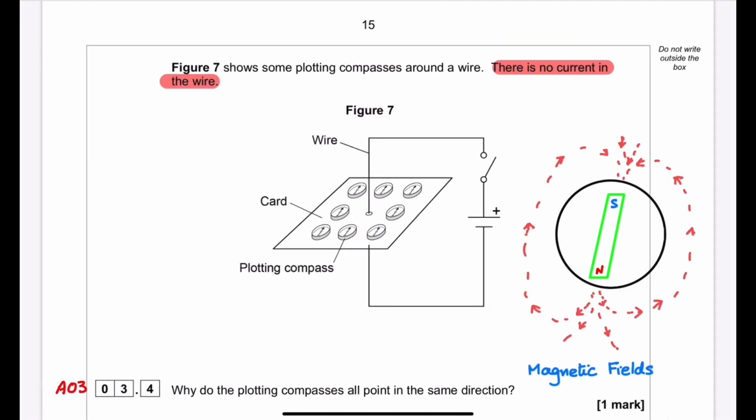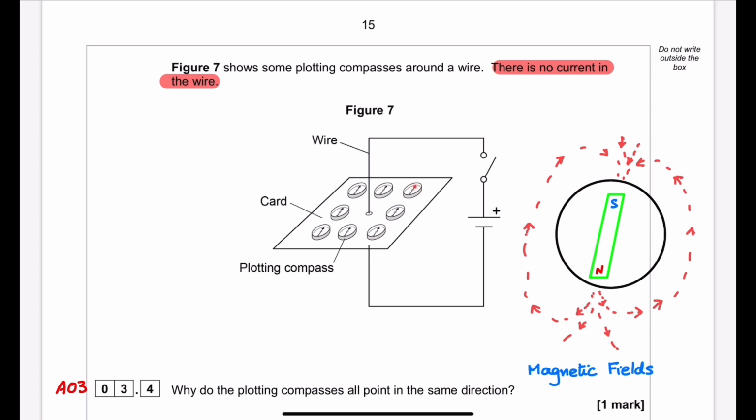Figure number 7 shows some plotting compasses around a wire. There is no current in the wire. 3.4 is an AO3 question. Why do the plotting compasses all point in the same direction? We can see all of them are in the same direction, and important information is already given here: there is no current in the wire.